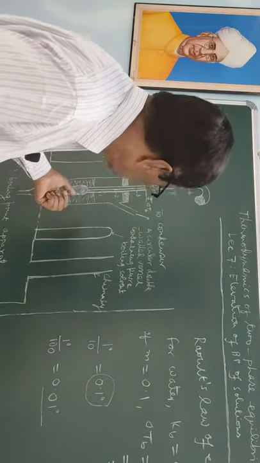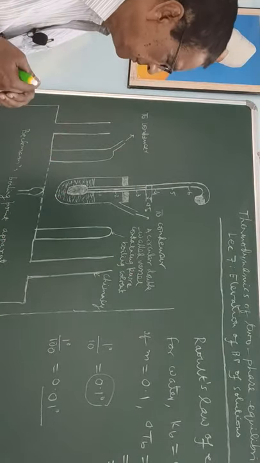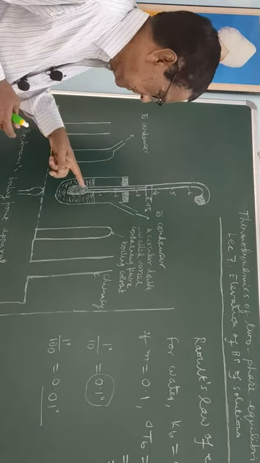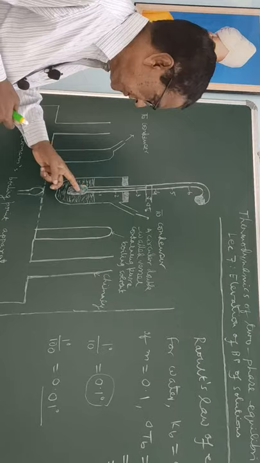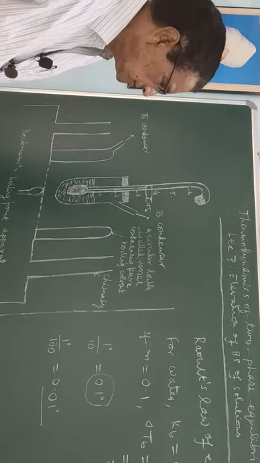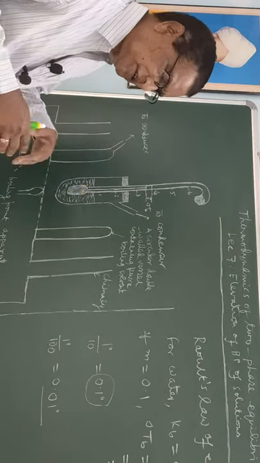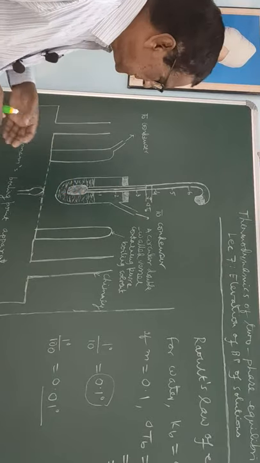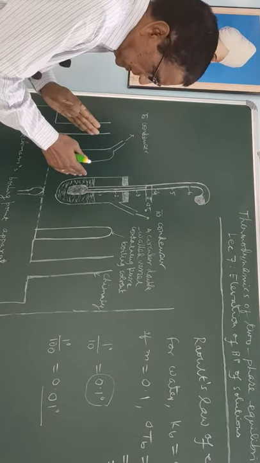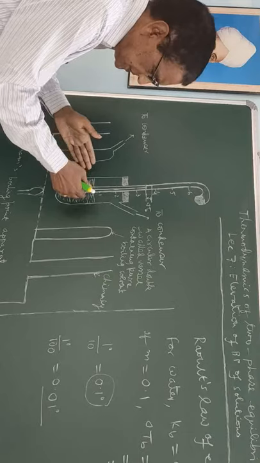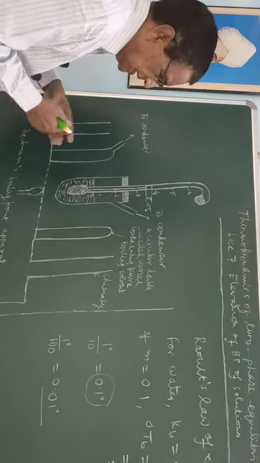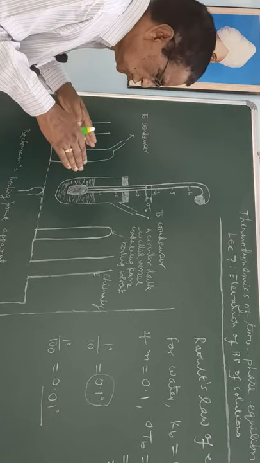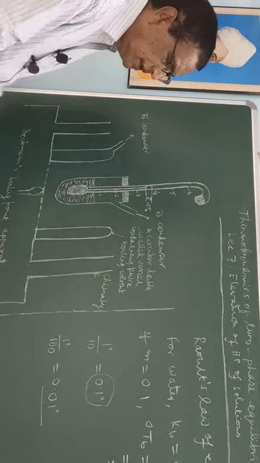So this is one problem. The bulb has to be kept inside this liquid, either in solvent or in solution. And whenever this bulb is kept within this liquid, there is a chance of superheating, and in order to avoid this superheating, several precautions have been made.